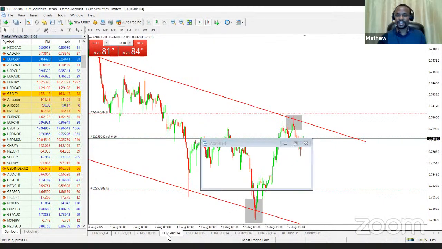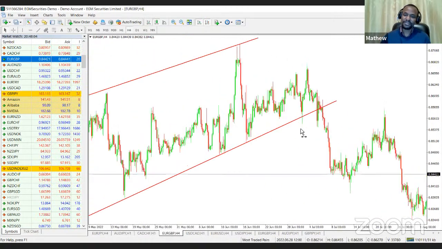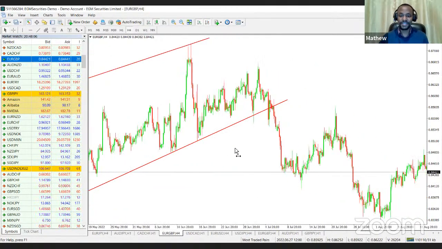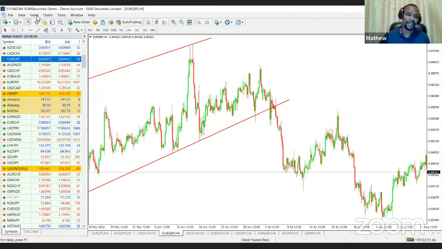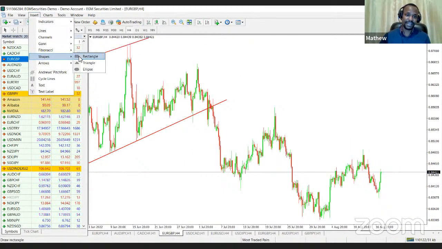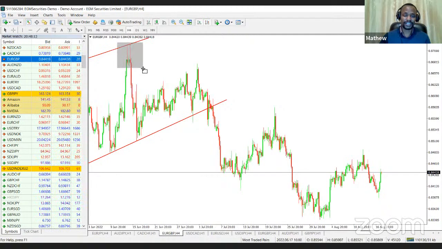That's for CAD Swiss, Euro Pound as well. There was another setup still based on the channels. It seems the technical levels are very important. Let me highlight this one. I think examples are good for us.